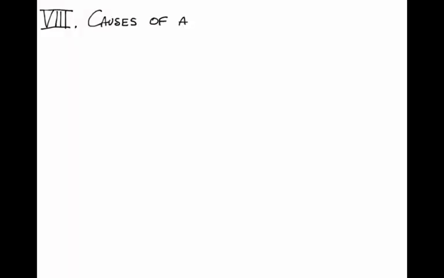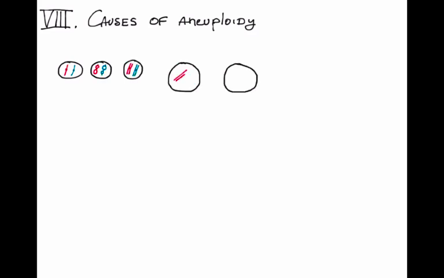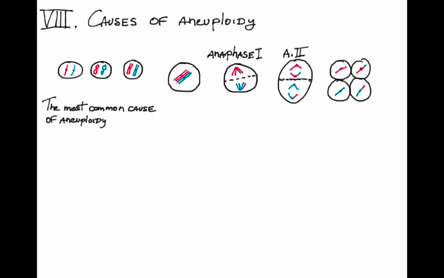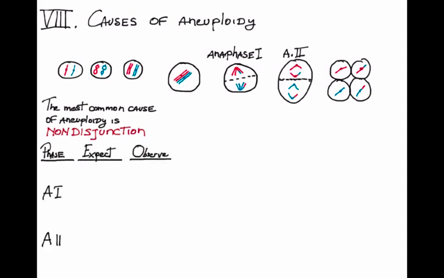Number 8. What causes aneuploidy? At anaphase, the 2 chromosomes of a pair during anaphase 1 and the 2 chromatids of a chromosome during anaphase 2 disjoin, that is, they separate. Failure to separate is called nondisjunction. Let's see what that looks like.